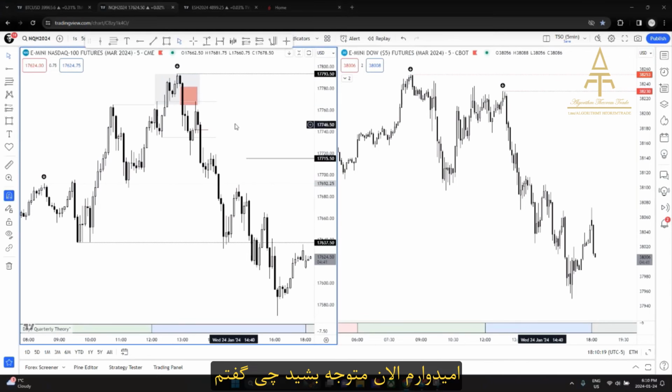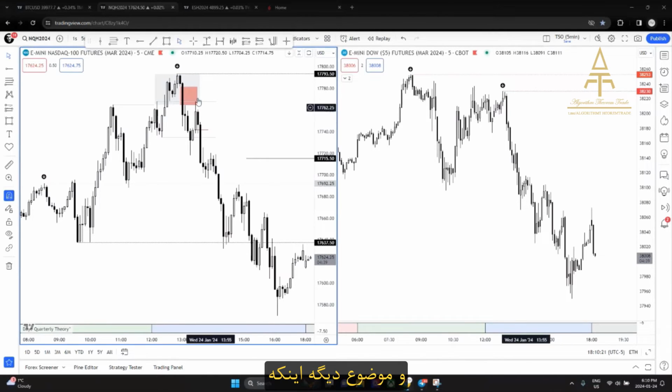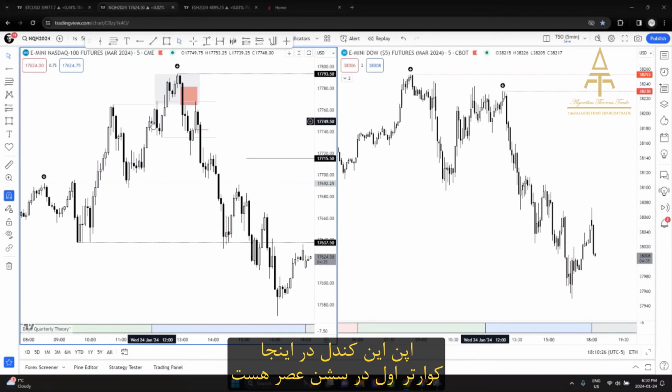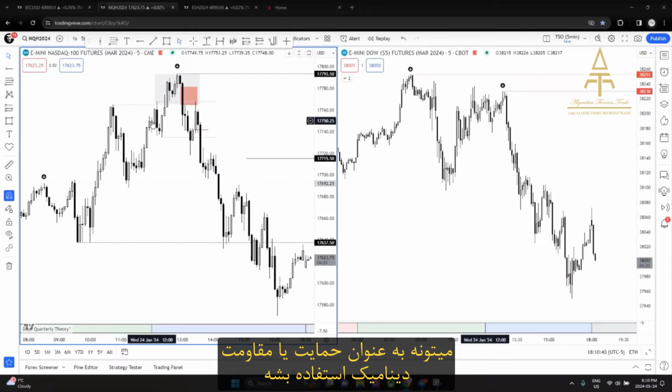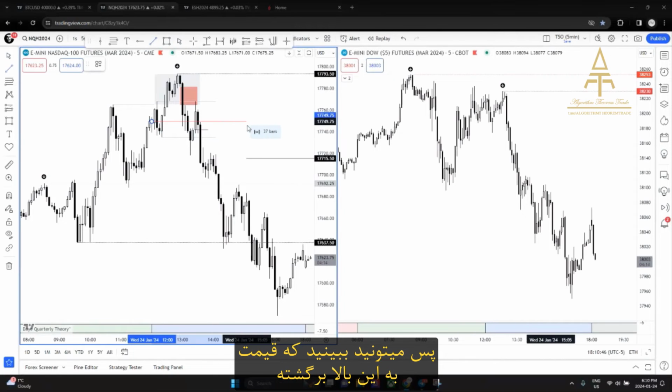I hope that you're understanding what I'm saying right now, right? And another thing is this candle right here, the opening of this candle is Q1 of the afternoon session. Previously, I told you that Q1 of whichever cycle you're looking at can be used as dynamic support or resistance, right?